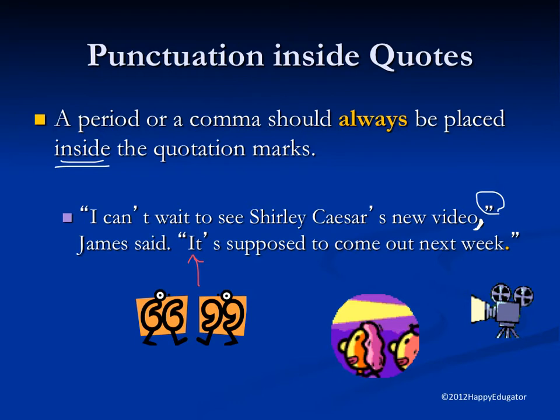Did you notice that while I was reading, I was able to see James's complete thought here? I'm going to read it again. "I can't wait to see Shirley Caesar's new video." That's a complete sentence, so now it makes sense. They capitalize this I because it starts a new sentence. "It's supposed to come out next week." That makes complete sense by itself. It's not a fragment. So when I have two complete sentences, I should capitalize the second one. And notice that we used a period here, so that let me know that he was absolutely starting a new thought.